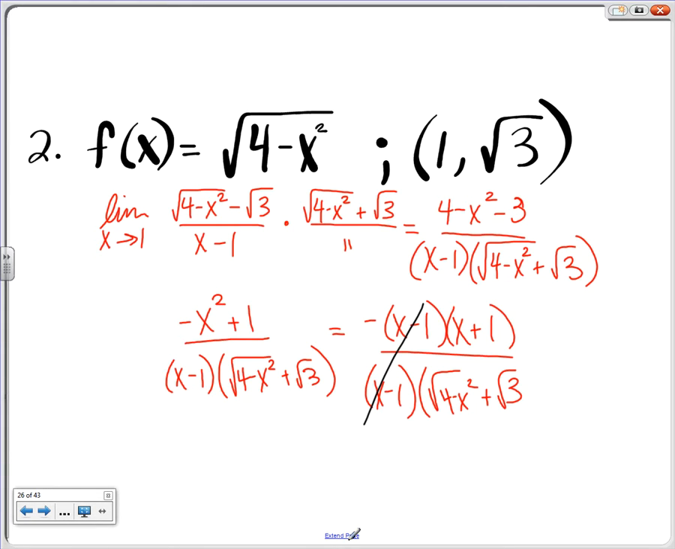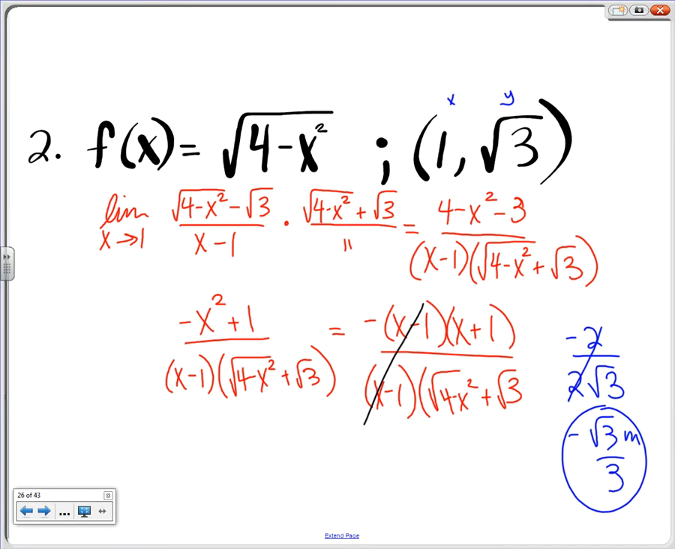If I plug in a 1 in the numerator, that's going to be a 1 plus 1, and then I have that negative sign out front. So that's going to be a negative 2. If I look at my denominator, if I put a 1 in there, that's going to be 4 minus 1, which is 3. So that's radical 3 plus radical 3, which is 2 radical 3. These will cancel. I will rationalize that and get negative radical 3 over 3. This is my slope. This is my x. This is my y. I'm now ready to plug it in to find my b.